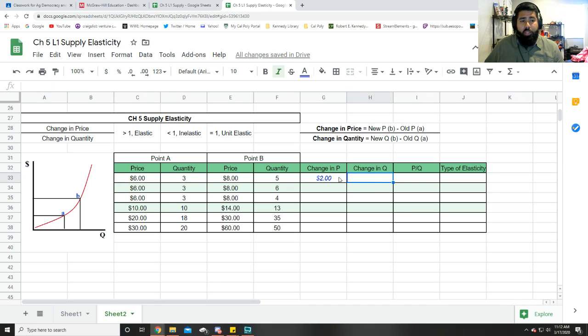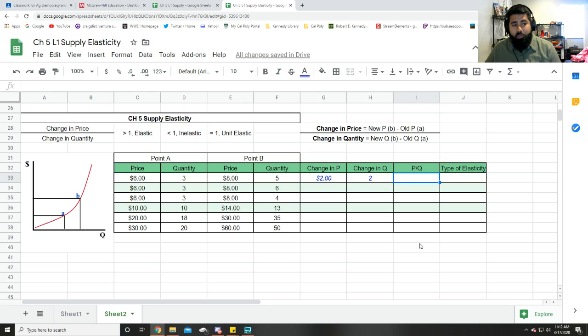Now we're going to go over here to our change in quantity. Our quantity this time for point B is 5. That is our new quantity because that is what we're moving to on the supply curve. We're going from point A to point B, subtracted by 3. So if we get that, we should have a change in quantity which is 2, and our change in price is $2.